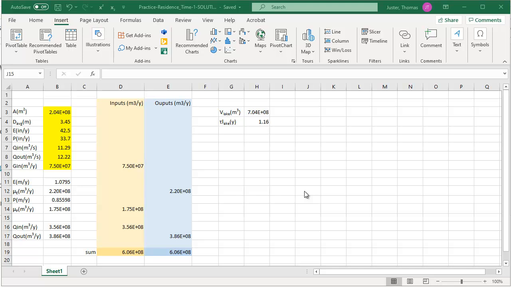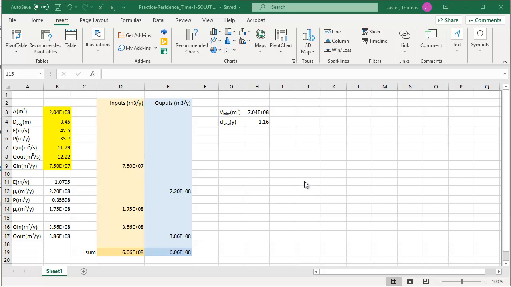I want to talk through the Excel solution to the practice residence time problem. So here's the full solution in Excel with everything completed, and I'll talk about how I got these different numbers and the procedures I used to do this.